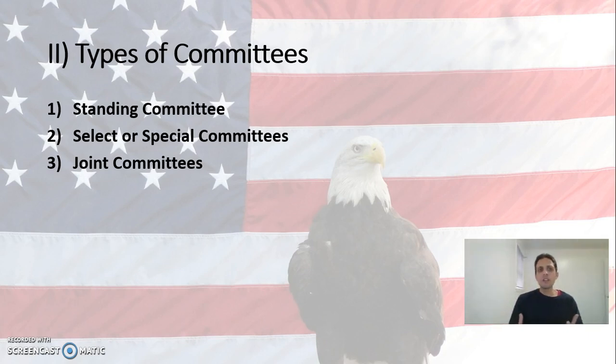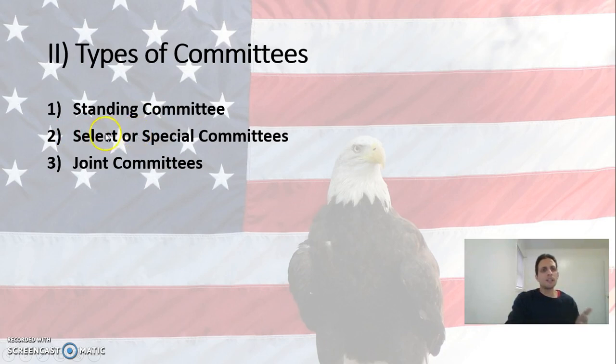And then, when bills get introduced to the floor, they allocate those specific bills to committees that specialize in that specific area. In the House, you have certain standing committees, and in the Senate, you have certain standing committees that are always in existence.